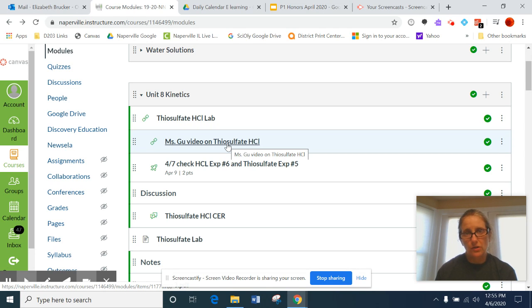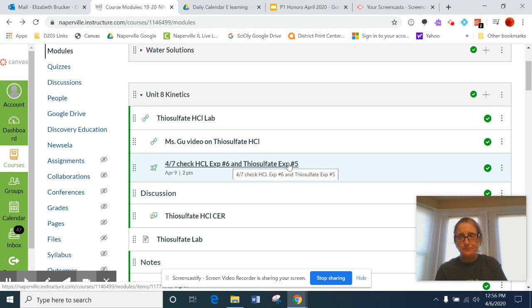And then once you go through that set of slides, I'm going to ask you to put in a calculation of a concentration of HCl for experiment 6 and thiosulfate for experiment 5, and you will see that when you get into the video. So this is just a way for me to check that you could do the calculations, and it's the calculations we've done before with molarity, so nothing all that new.